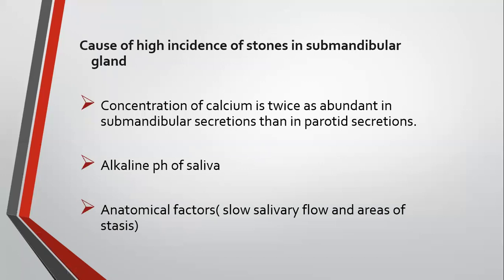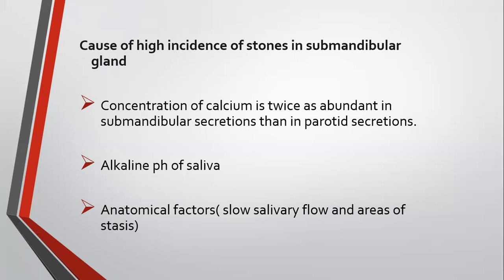Now another question which can come in your exam as well: the cause of the highest incidence of stones in the submandibular gland. What is the major reason that in the submandibular gland there is a high incidence of stones? Because the concentration of calcium is twice as abundant in submandibular secretion than in parotid secretion. So do remember that the level of calcium is two times higher in the submandibular secretion than in the parotid gland.